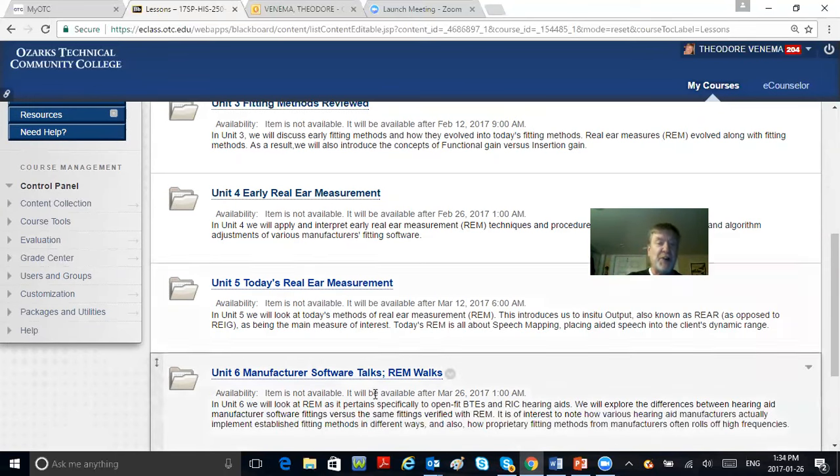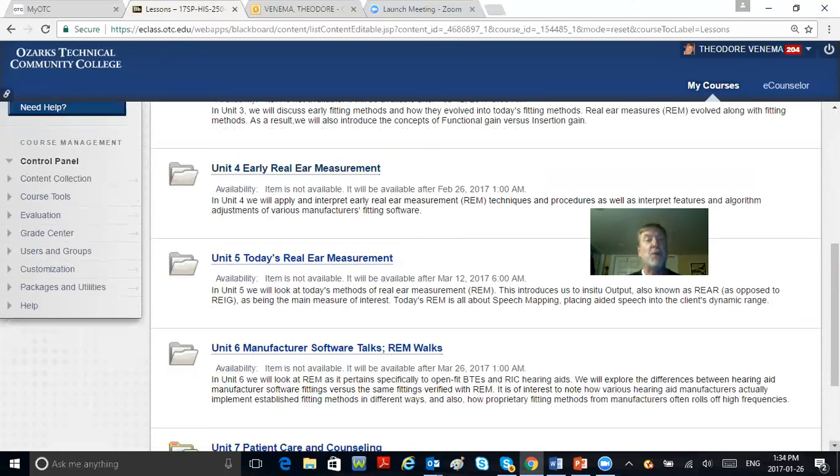And then we'll get into Unit 6, manufacturers talk, real ear measurement walks. Manufacturer software is always meant to get you in the ballpark with the hearing aid, okay? It'll set the hearing aid up according to the guy's hearing loss. No problem, it'll help, okay? It gets you in the ballpark. But real ear measurement actually shows you what you're really getting. So the software predicts and gets you near to where you've got to go.